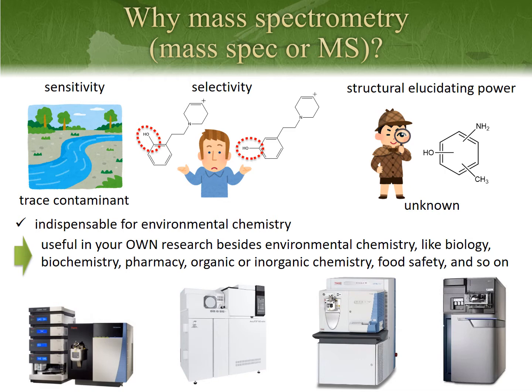First, why mass spec? Actually, we have several reasons, but mainly three. Sensitivity to detect trace contaminants in the environment, selectivity to distinguish resemble contaminants, and structural elucidating power of unknown contaminants. These three features are indispensable for environmental chemistry. Also, these features may be useful in your own research besides environmental chemistry, like biology, biochemistry, pharmacy, organic or inorganic chemistry, food safety and so on, so please enjoy this video series.